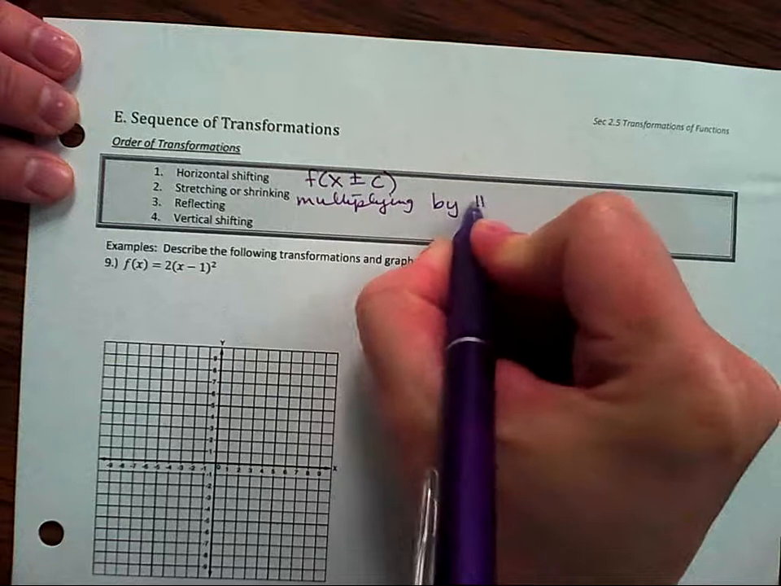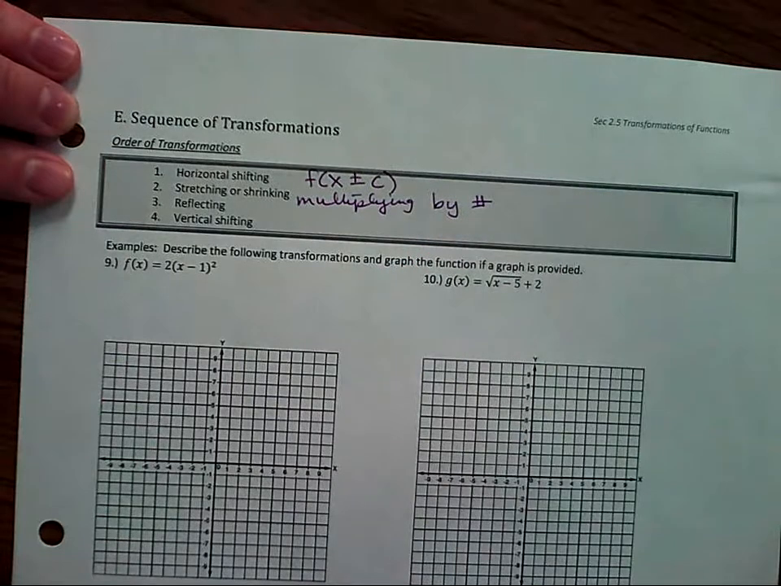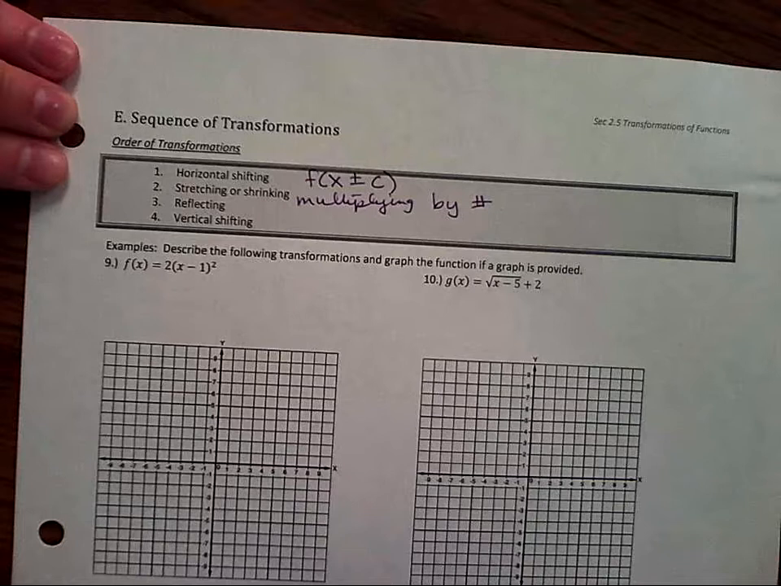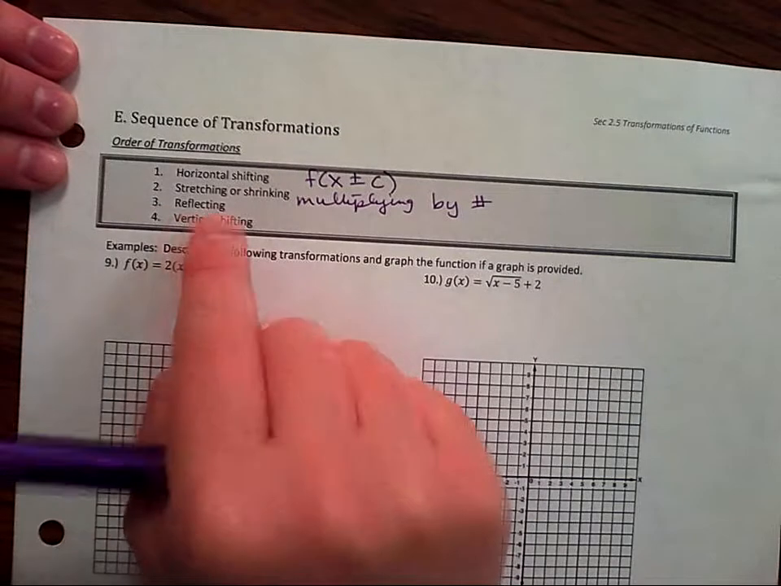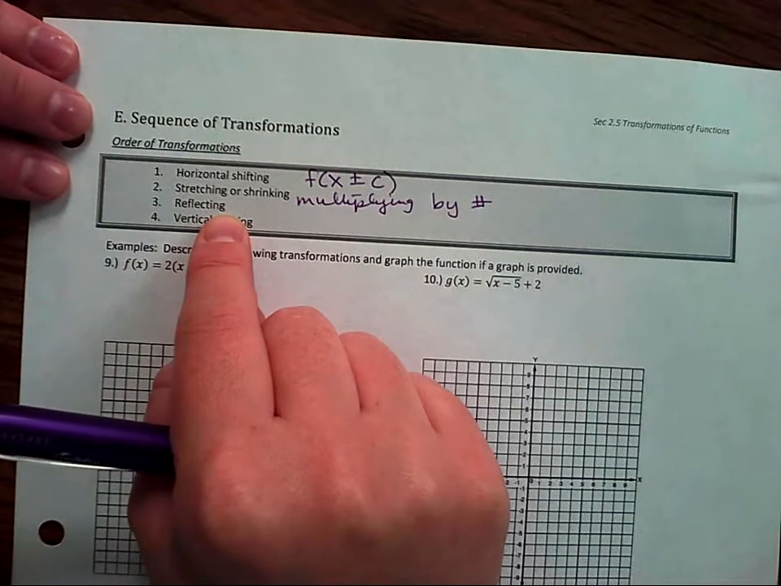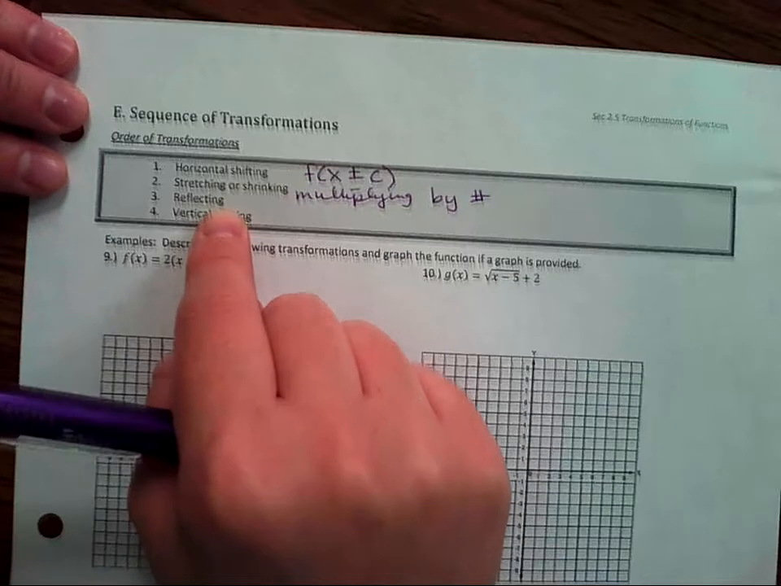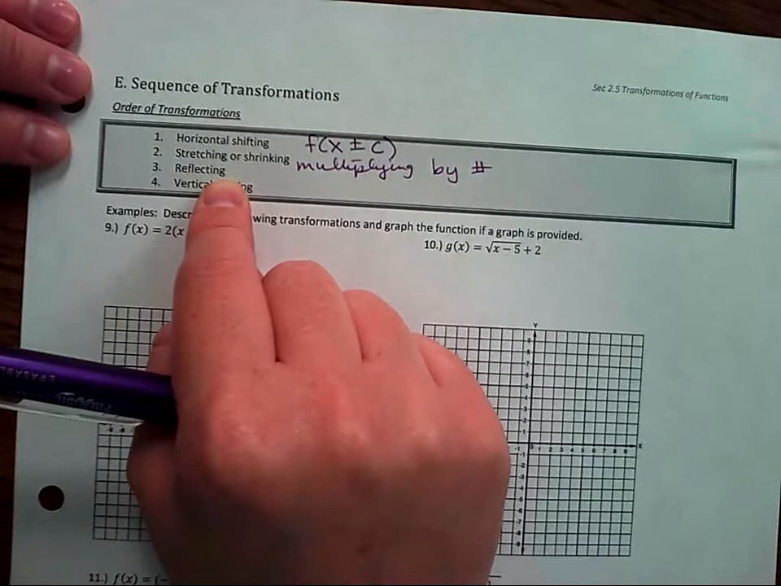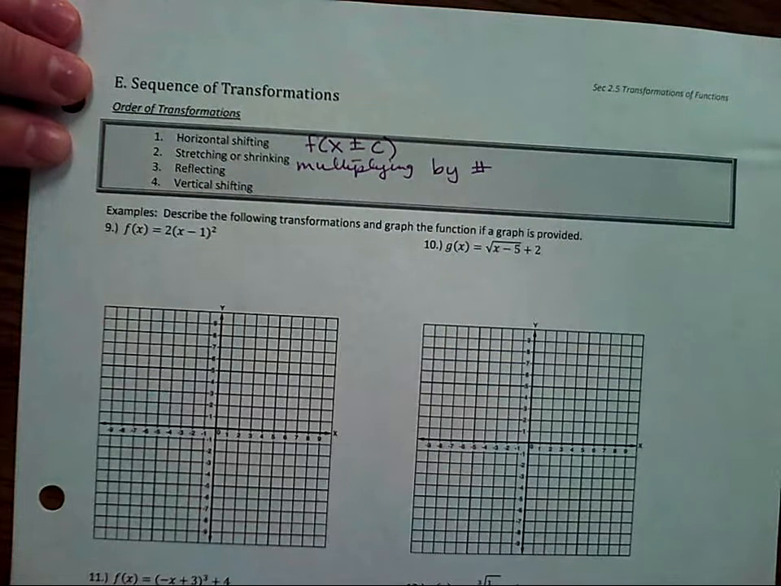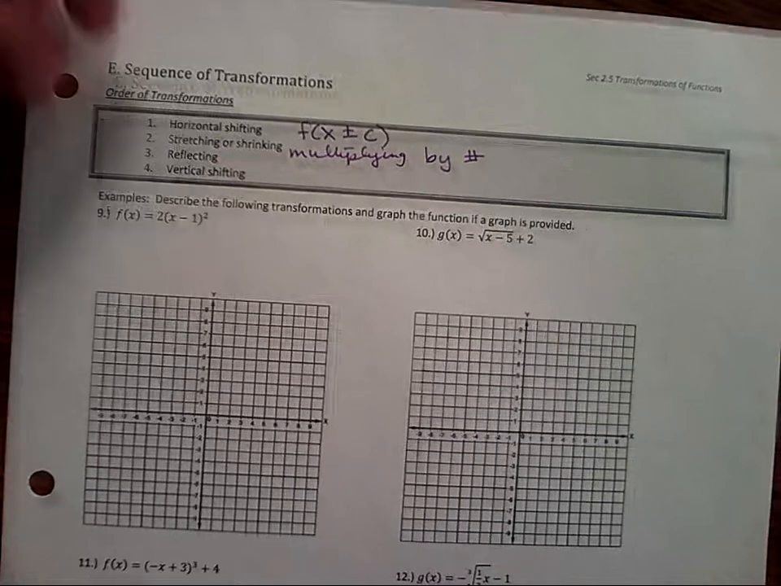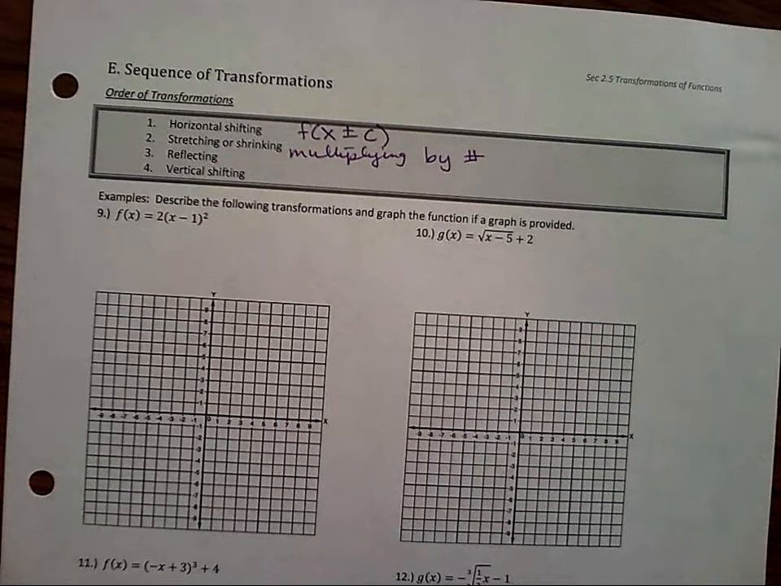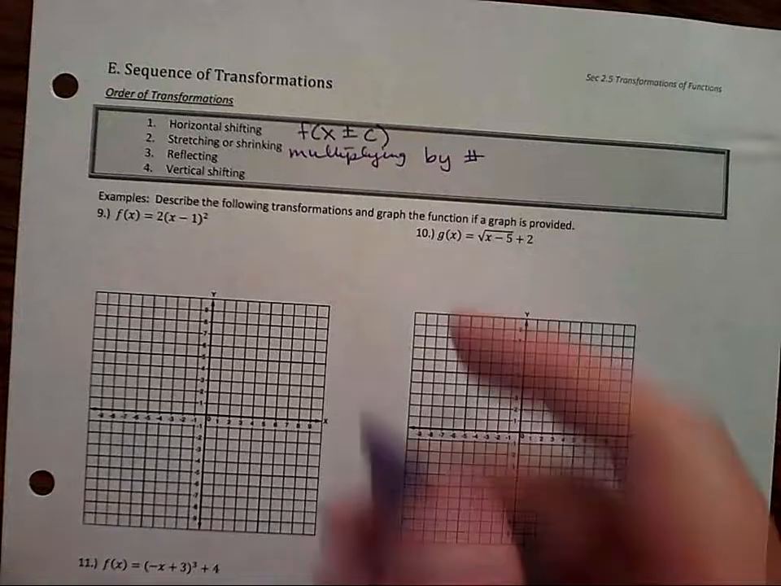Multiplying by a number, right? So I'm somehow multiplying x by a number, whether it's outside the function or inside the function. Okay, then I'm reflecting. What does that look like? X is somehow going to be negative, whether it's a negative outside the main function or a negative right on x.